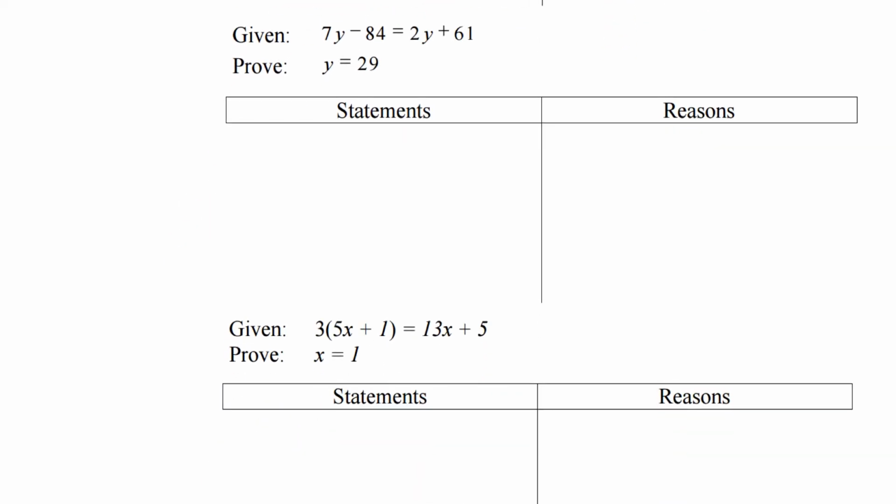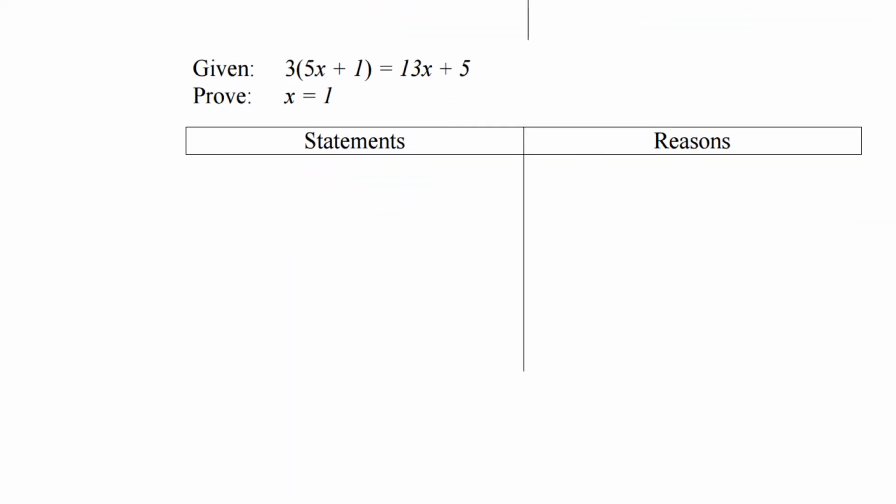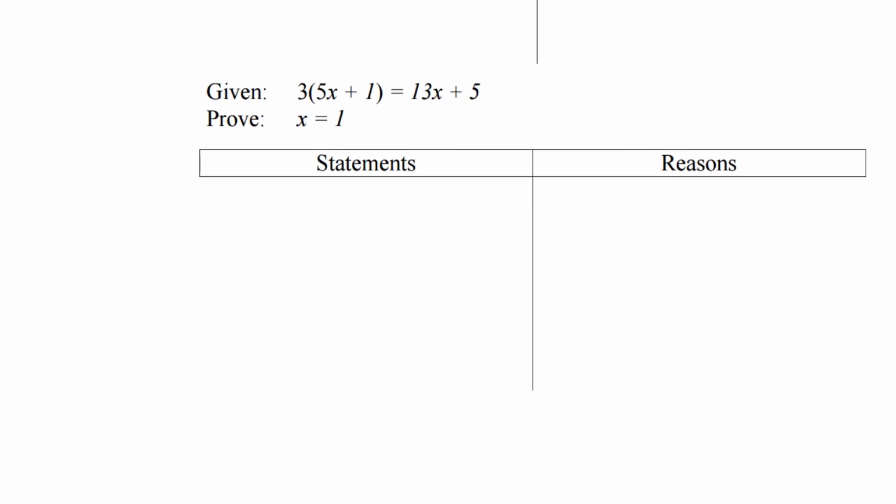Okay, I'm going to skip that next one and let's just go to the last one here. So what's my first statement here? Given. Okay, so tell me what it's going to be. 3 parentheses 5x plus 1 close parentheses equals 13x plus 5. Okay, good. All right. How do you know that's true? Okay, because it's given.